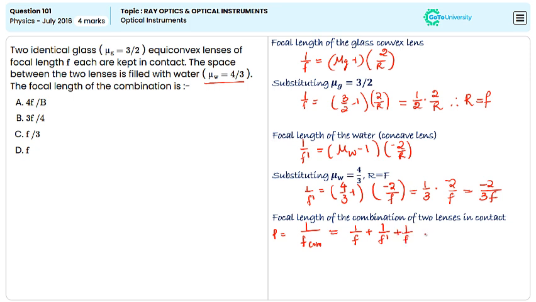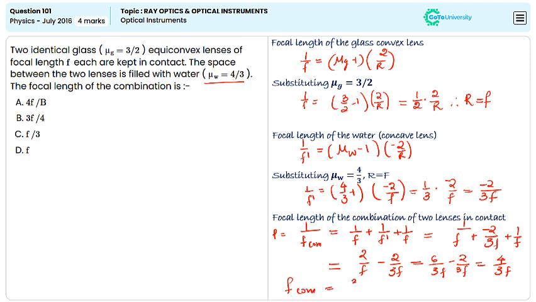Substituting the value of f dash, we get 1 by f plus minus 2 by 3f plus 1 by f. Taking LCM and simplifying, we get 2 by f minus 2 by 3f, which equals 6 by 3f minus 2 by 3f, which equals 4 by 3f. Thus, the focal length of the combination is equal to 3f by 4. So, the correct answer is option B, 3f by 4.